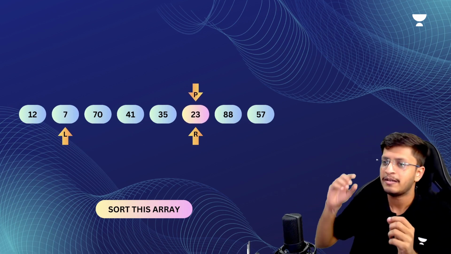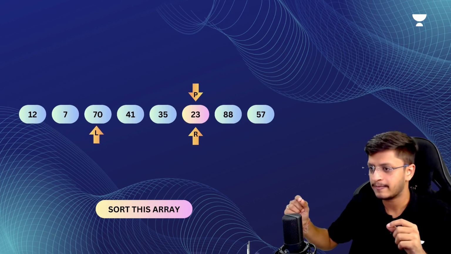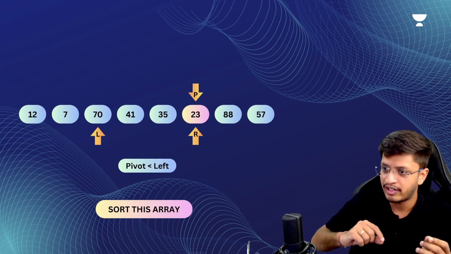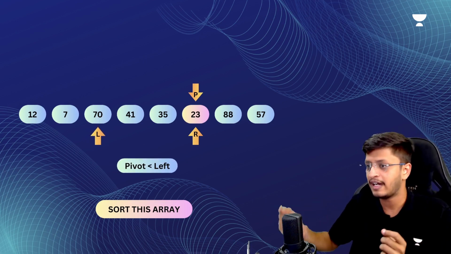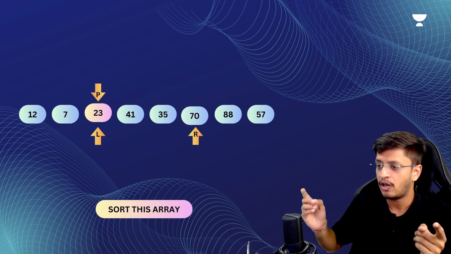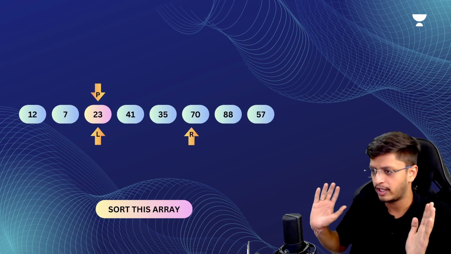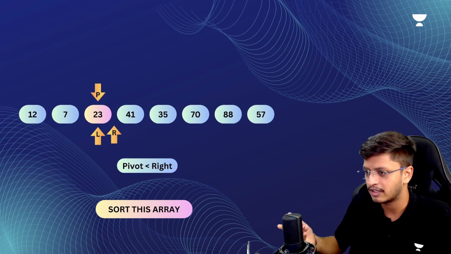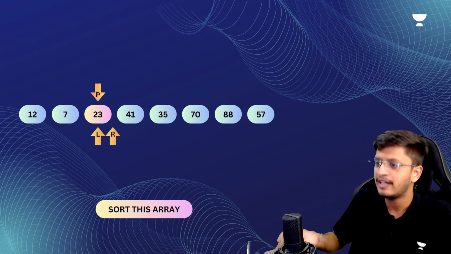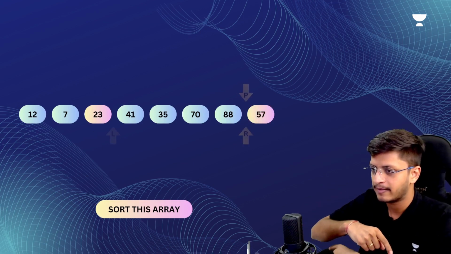So basically, pivot will be either at left or right. And if pivot is at left, we compare it with the right. If pivot is at right, we compare it with left. Now, while comparing, if the order is correct, we just shift the left or right pointer, whatever we compared it with. And if the order is not correct, we swap the pivot and that particular element.